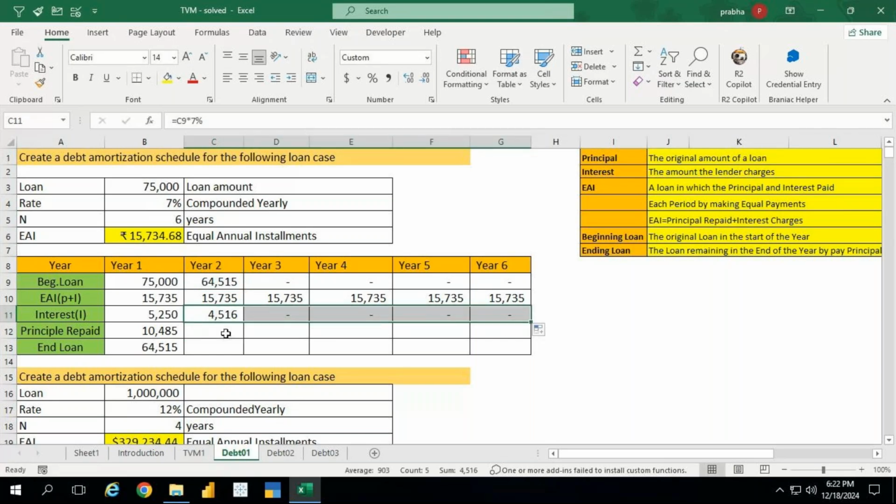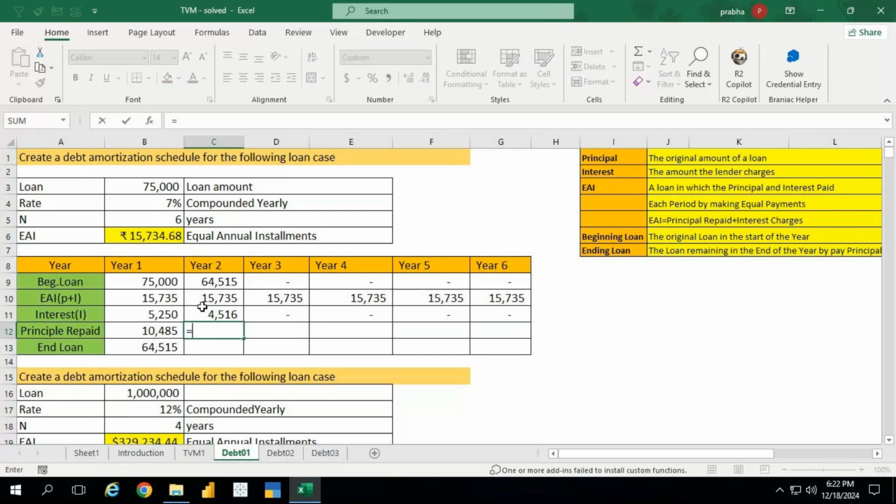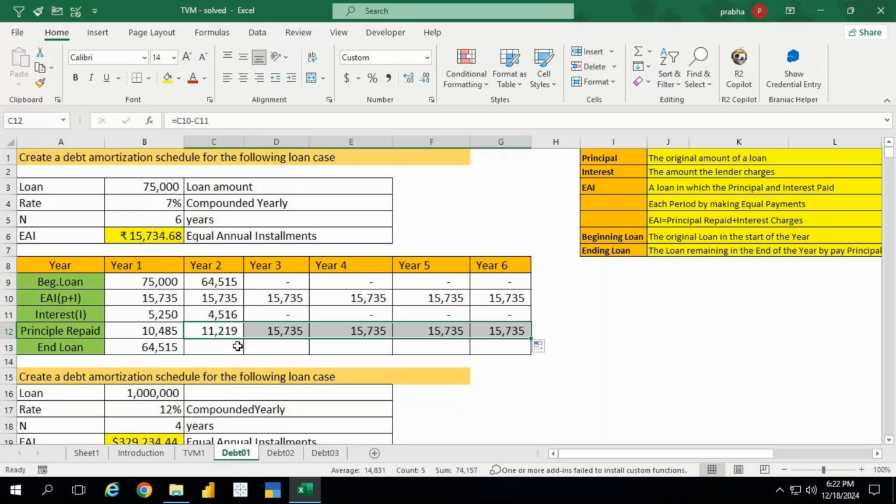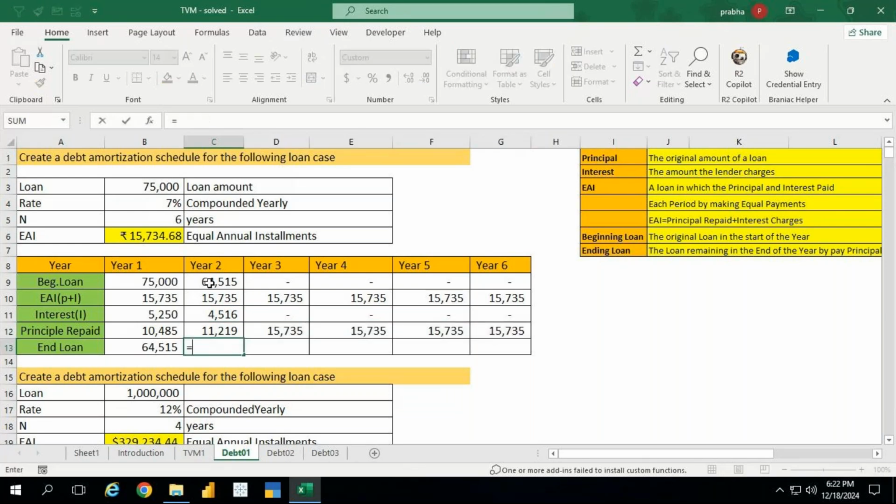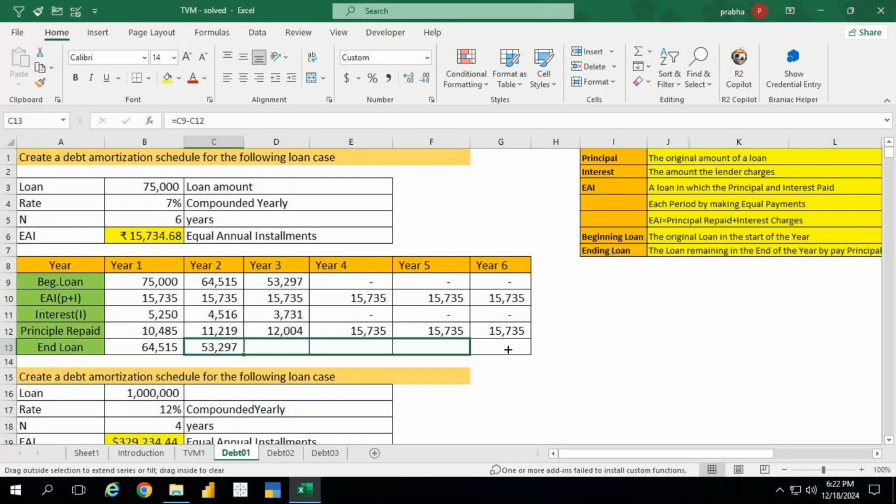Now principal repaid will be equals EAI minus interest. So I'll come here and apply the fill handle. Now end loan will be equals beginning loan minus principal repaid. So I'll come here and I will apply the fill handle. That's it. So only till the second year you are going to apply the calculation, and then you have to apply the fill handle for the rest of the years.